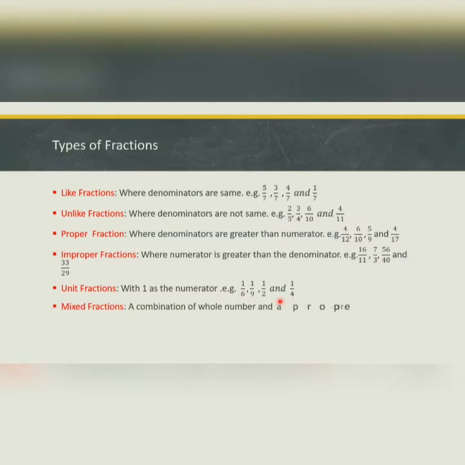Now come to mixed fractions. A mixed fraction is a combination of a whole number and a proper fraction. For example, 3 and 2 upon 5, 1 and 4 by 9, and 5 and 7 upon 12. In all the examples, a fraction is included with a whole number. For example, 3 is a whole number and 2 by 5 is a fraction. 1 is a whole number and 4 by 9 is a fraction. 5 is a whole number and 7 upon 12 is a fraction. So this is a combination of a whole number and a proper fraction.